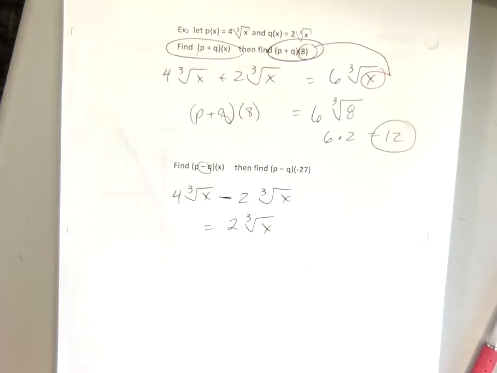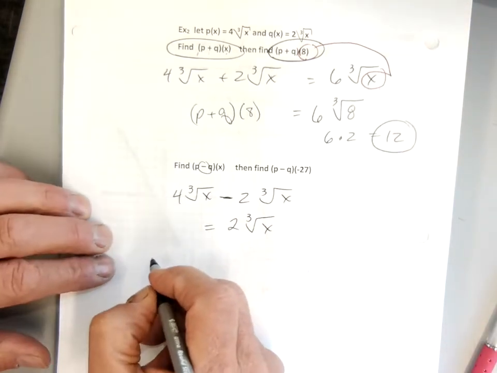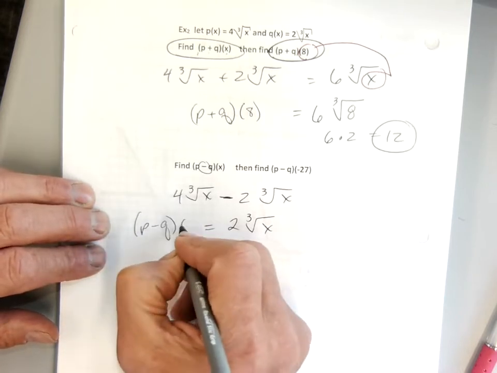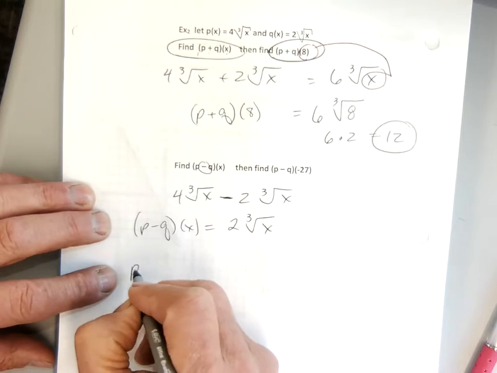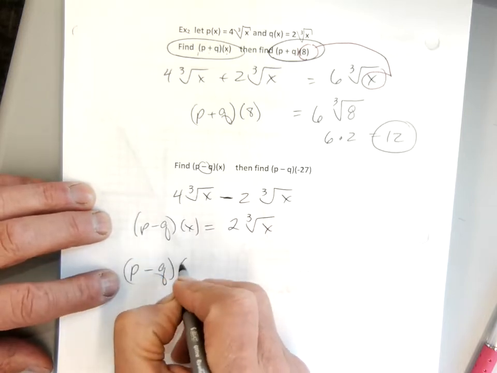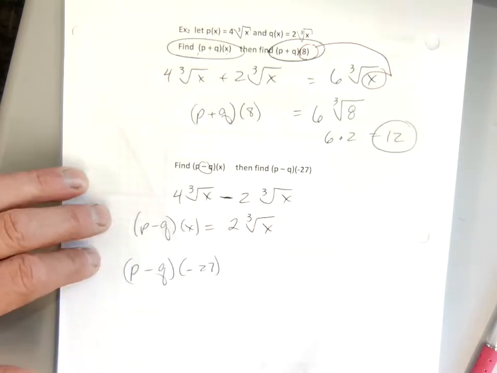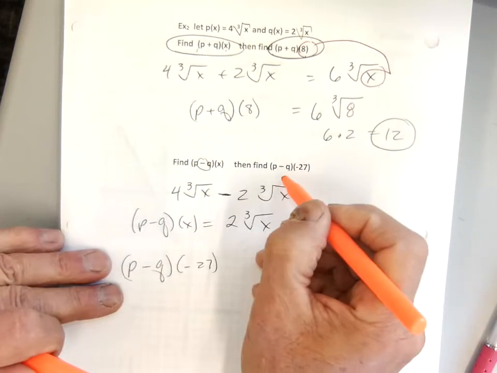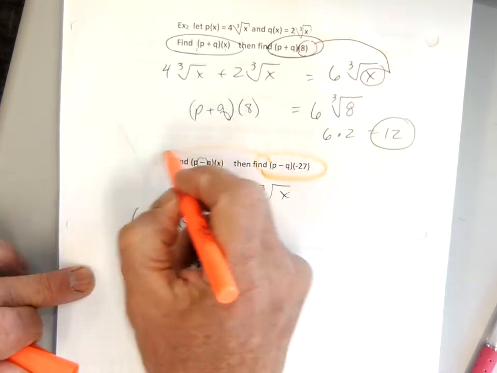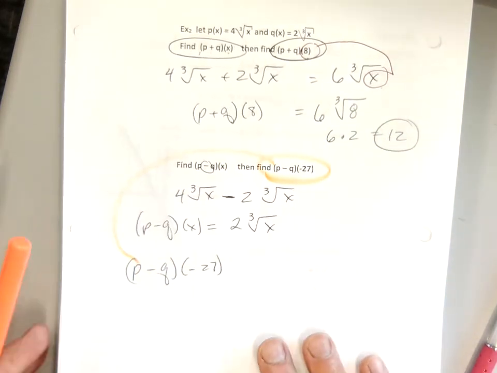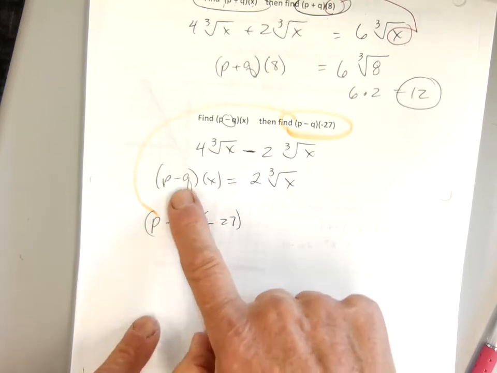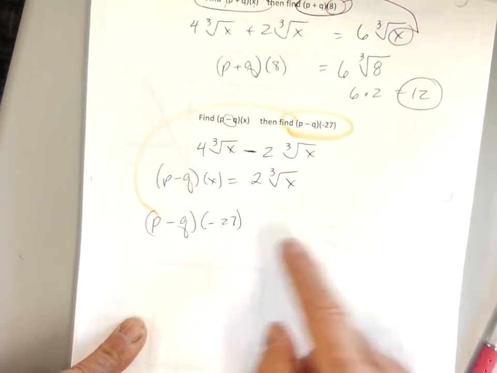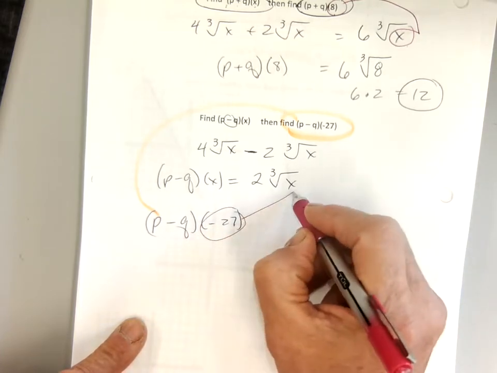Now, the second part. That's my P minus Q of X. My second part says, let's find P minus Q of negative 27. That's this part. Second part of the question is this. So I'm going to do that right there. Okay, so I already have the answer to P minus Q of X, 2 cube roots of X. Now I just want to plug negative 27 in for X. That's all I'm going to do.